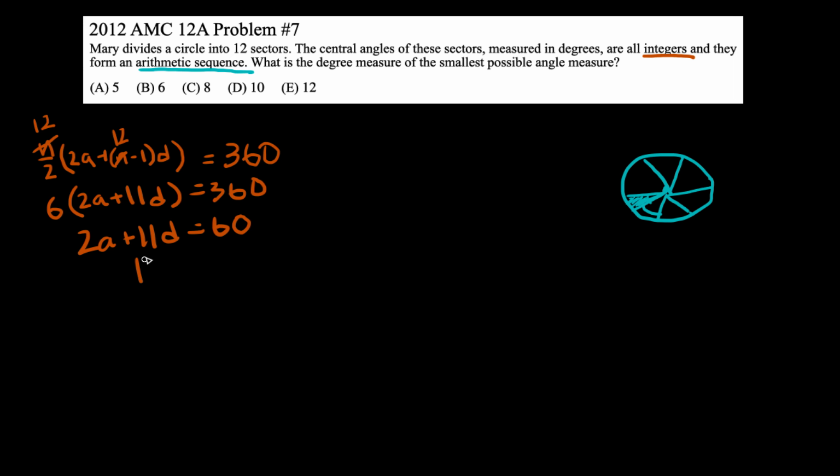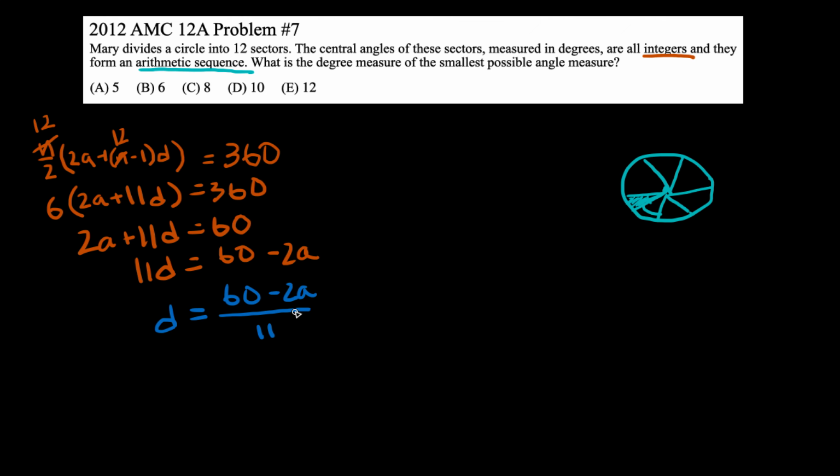So we need 11d equals 60 minus 2a. I just brought the 2a to the other side, so I subtracted 2a on both sides. So 11d is equal to 60 minus 2a. Let's do one more simplification for solving for the common difference. So 60 minus 2a, and I divided by 11 on both sides. 60 minus 2a over 11. In order for d to be an integer, 60 minus 2a divided by 11 also must be an integer, meaning that 60 minus 2a must be divisible by 11.